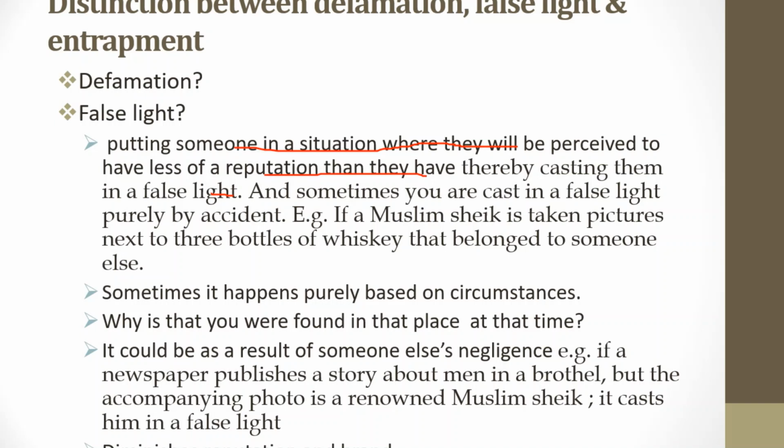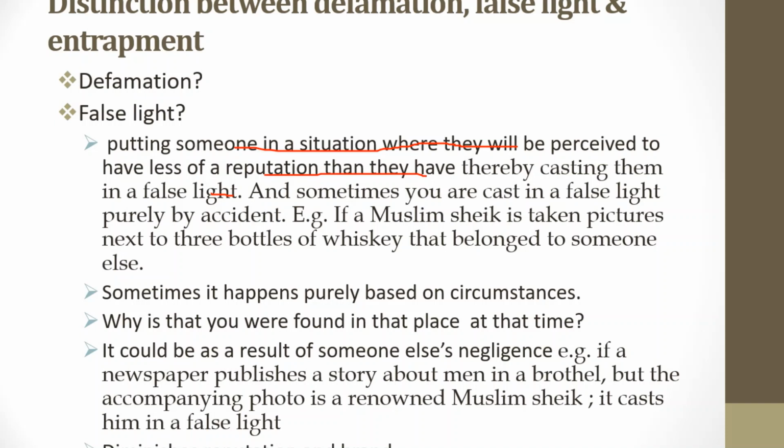Now as far as false light is concerned, sometimes it happens purely based on circumstances. Like in the example I've given you, it just so happened that the innocent sheikh was seated on a table that had 3 bottles of whiskey. By the way the image is portrayed to the public, it turns out to look like he was the one consuming the whiskey.